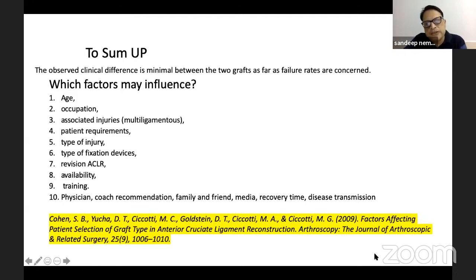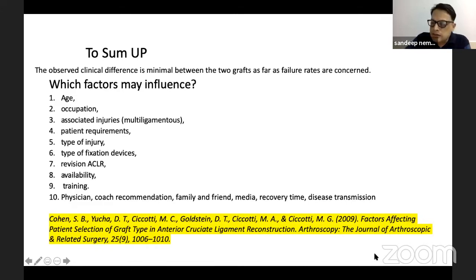Then the type of fixation devices. I am really uncomfortable with the screws. So it really depends upon the training of the surgeon, what he wants to use. I will go in for a soft tissue graft, a semitendinosus and gracilis graft, because I like suspensory fixation. It is easy. Whereas the surgeon who is trained with bone patellar tendon bone graft may elect the screws. He may be choosing the other way.